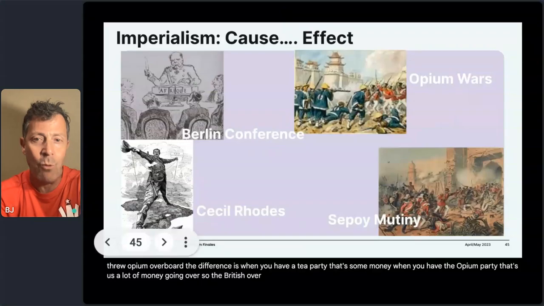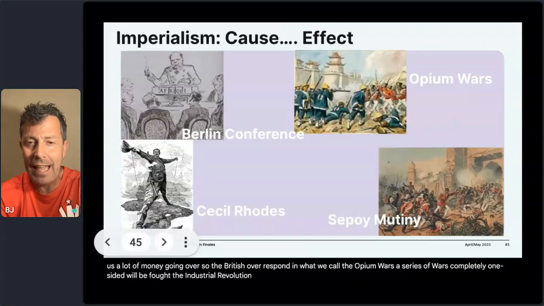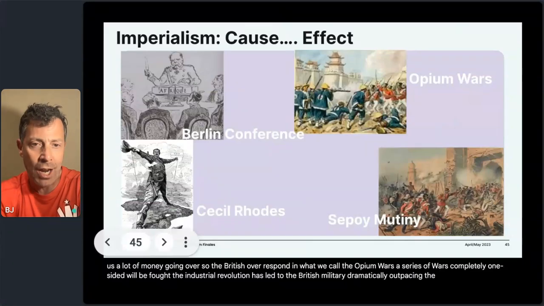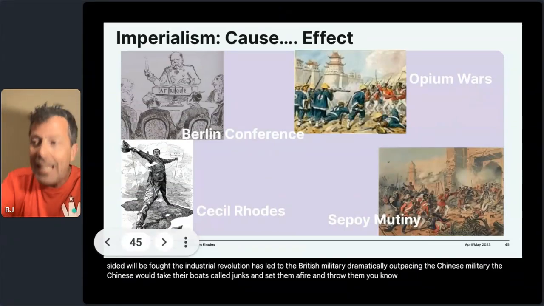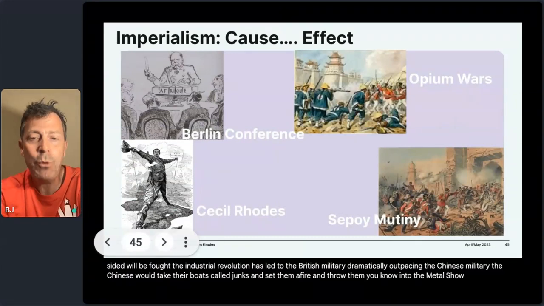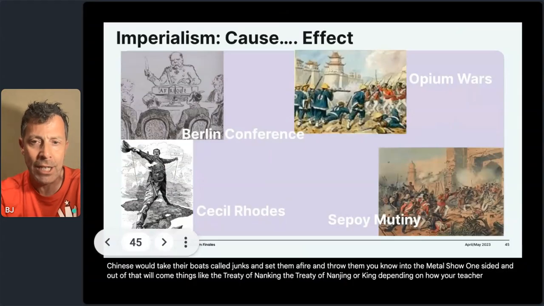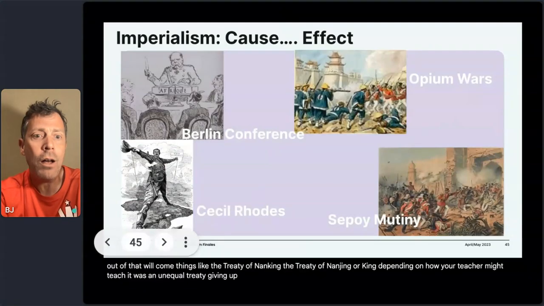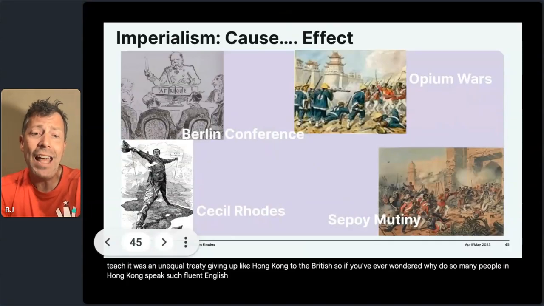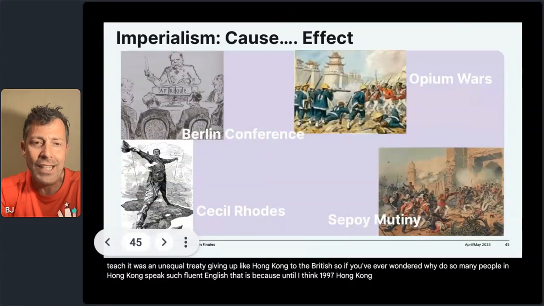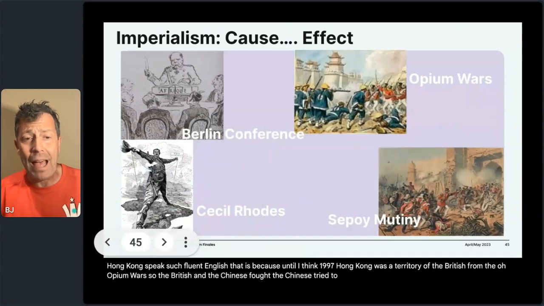So the British over respond in what we call the Opium Wars. A series of wars completely one-sided will be fought. The Industrial Revolution has led to the British military dramatically outpacing the Chinese military. The Chinese would take their boats called junks and set them afire and throw them into the metal ships of the British. So it was one-sided, and out of that will come things like the Treaty of Nanking. The Treaty of Nanjing, or King, depending on how your teacher might teach it, was an unequal treaty giving up like Hong Kong to the British. So if you've ever wondered, why do so many people in Hong Kong speak such fluent English? That is because until I think 1997, Hong Kong was a territory of the British from the Opium Wars. So the British and the Chinese fought. The Chinese tried to fight back, but they failed.